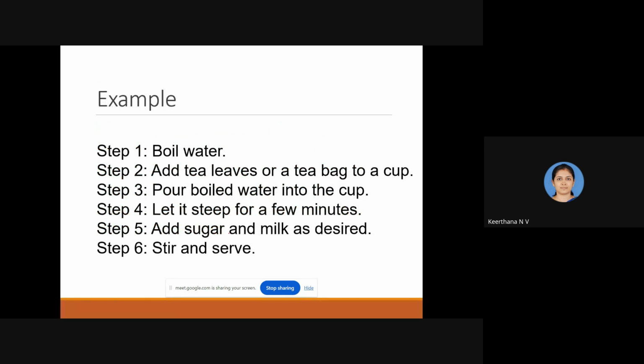For example, you are preparing one tea. You can write an algorithm as step 1, boil water. Step 2, add tea leaves. Step 3, pour the boiled water into a cup. Step 4, let it sit for a few minutes. Step 5, add sugar or milk if needed. Step 6, stir and serve. So what is your problem here? Your problem is to prepare that tea, so you have to write an algorithm for that problem. Every algorithm contains step 1, step 2, step 3 annotations. An algorithm is purely in simple English format.